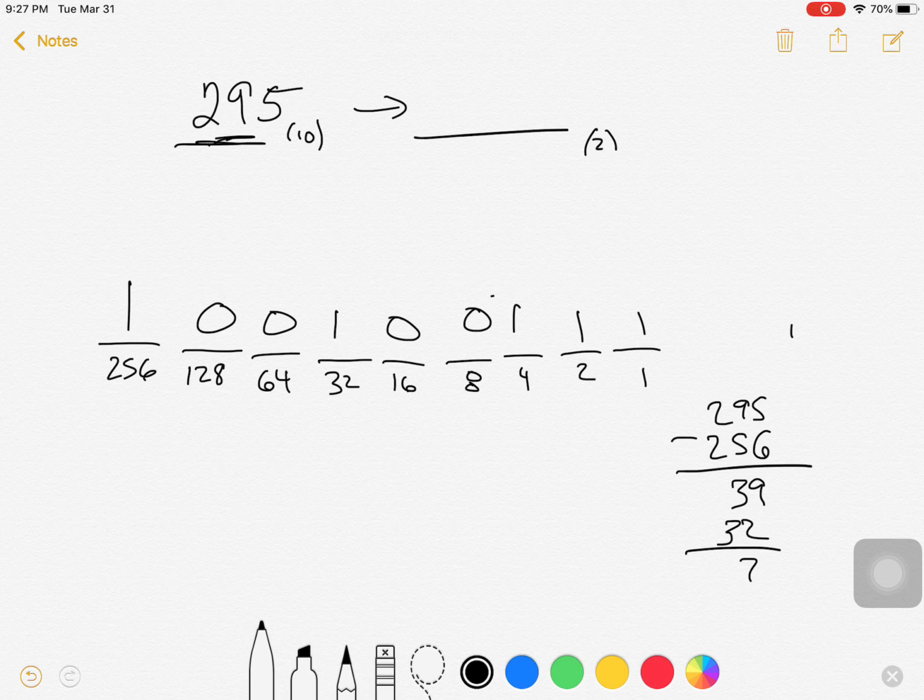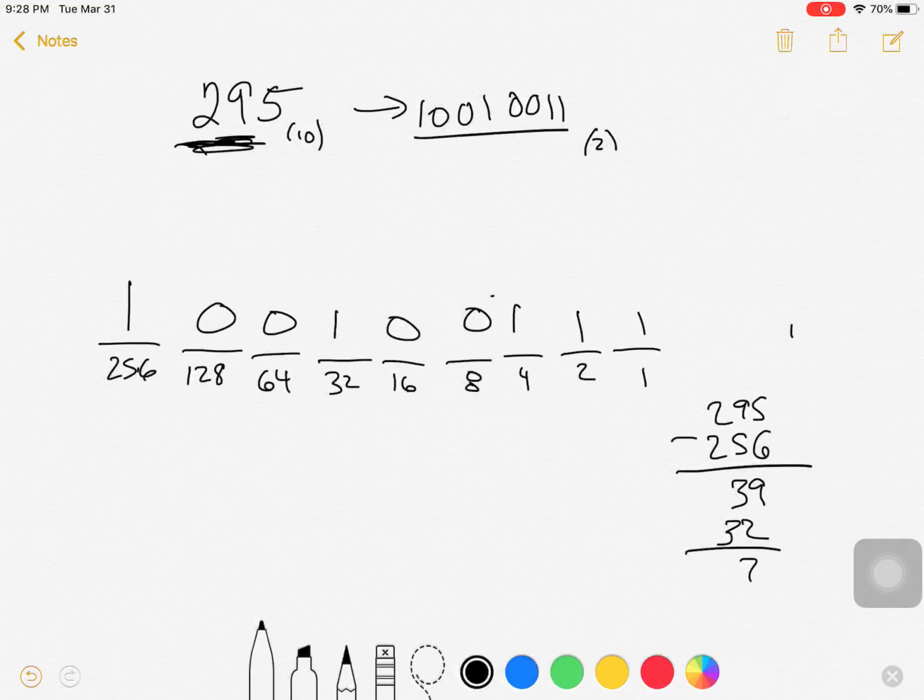So when I go to convert this into my base 2, I'll have 1, 0, 0, 1, 0, 0, 1, 1. And these two numbers, 295 in base 10 and 10010011 in binary or base 2, are going to be the same value. And that's how I can convert from one to the other.